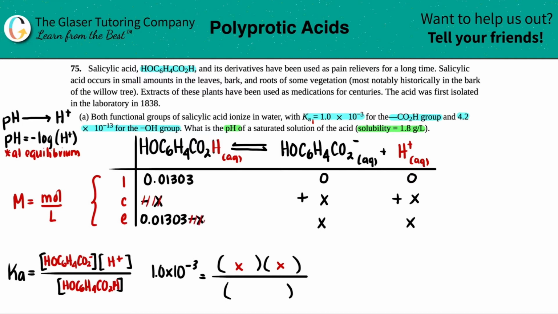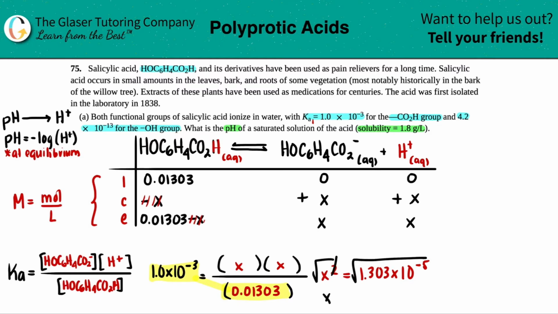So we just try to see if we could get away with it. So we're going to just say that, okay, maybe it's a really, really small change and it makes no difference. That's going to be known by the 5% rule, which we'll see in a little bit. But right now we're just going to assume that we can do that little trick. And we do the math. So this would be x squared equals, we're going to cross multiply those two numbers, 1.0 times 10 to the negative third times 0.01303. And I get 1.303 times 10 to the negative fifth. We're going to square root that x. That gets rid of the square.